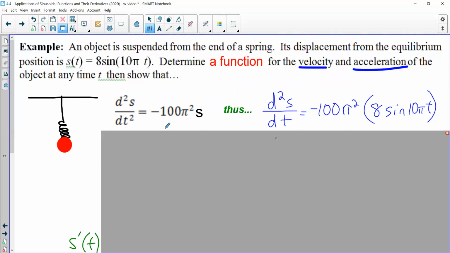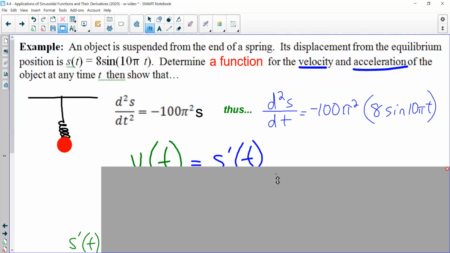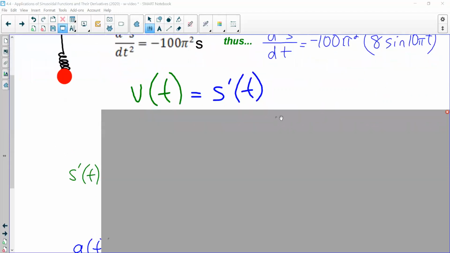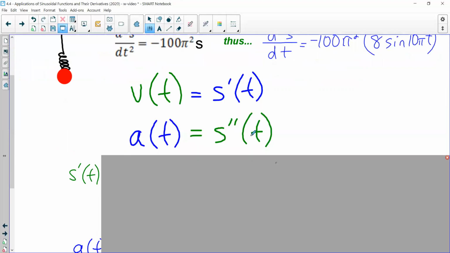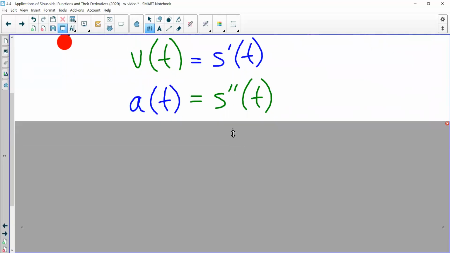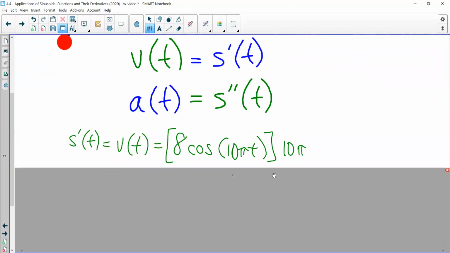So the velocity and acceleration functions are pretty straightforward. As I talked about, velocity is going to be the derivative of the displacement, and the acceleration is going to be the second derivative of the displacement, or the derivative of your velocity function, whichever way you want to look at it. So those expressions are pretty easy. So your derivative of your displacement is pretty straightforward.